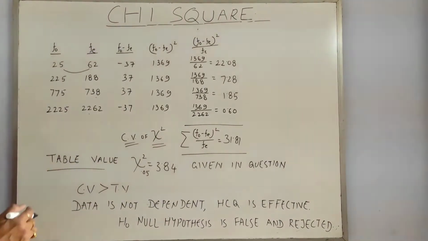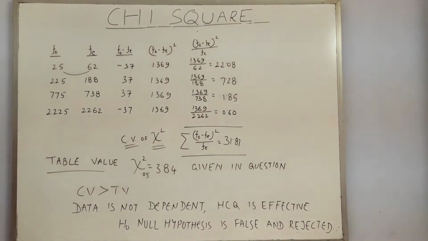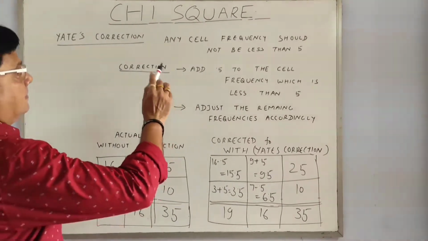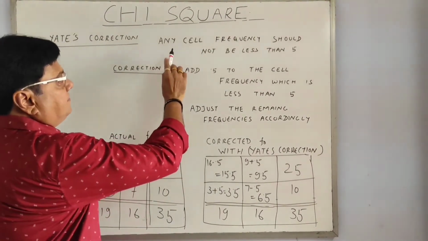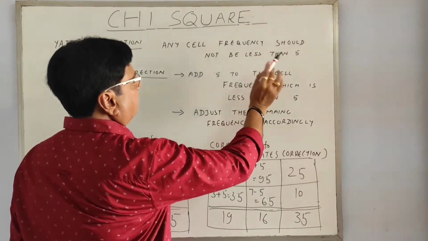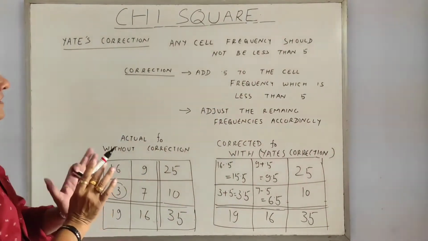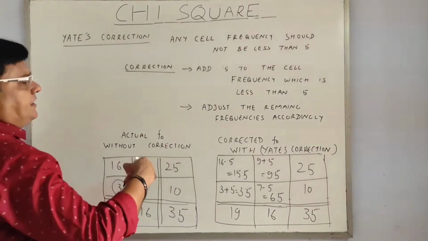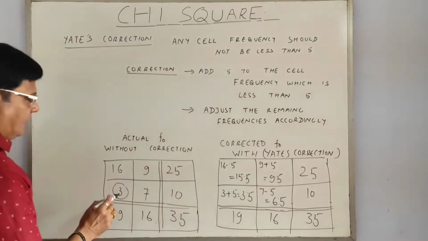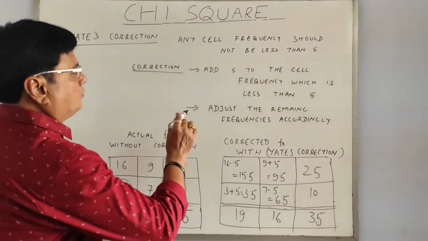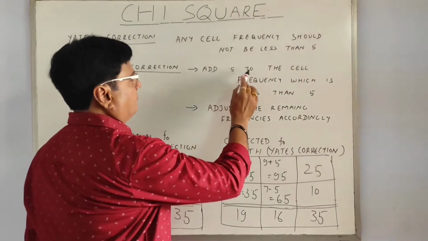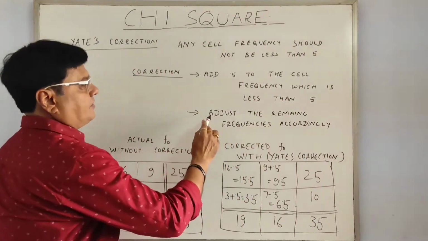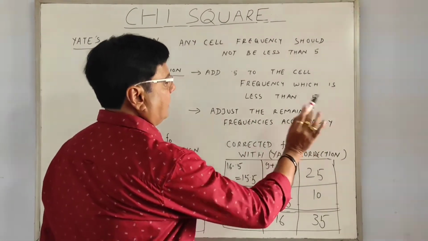And now we will be coming to Yates correction. The condition is that no frequency should be less than 5. Otherwise, chi-square shows an inflated value. If any frequency is less than 5, like in this case, then what do we have to do? We have to add 0.5 to the cell frequency which is less than 5, and then adjust the remaining frequencies accordingly.